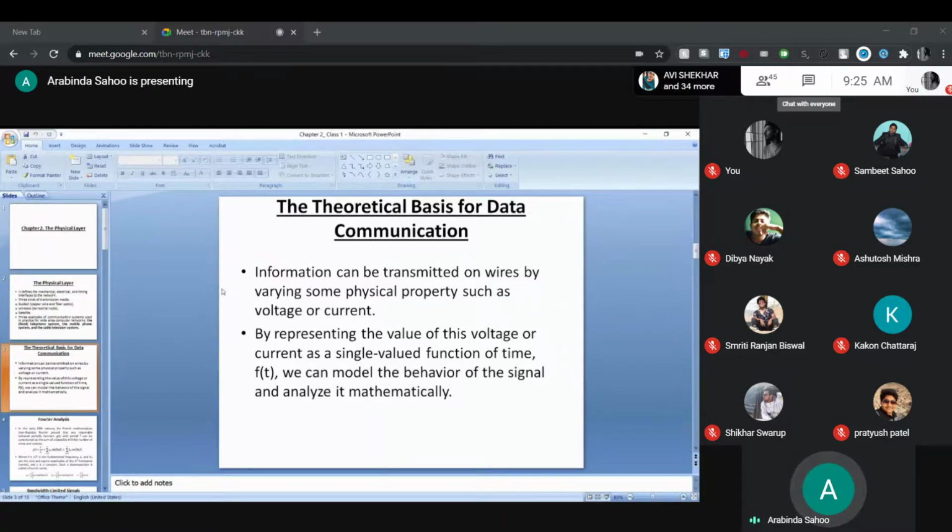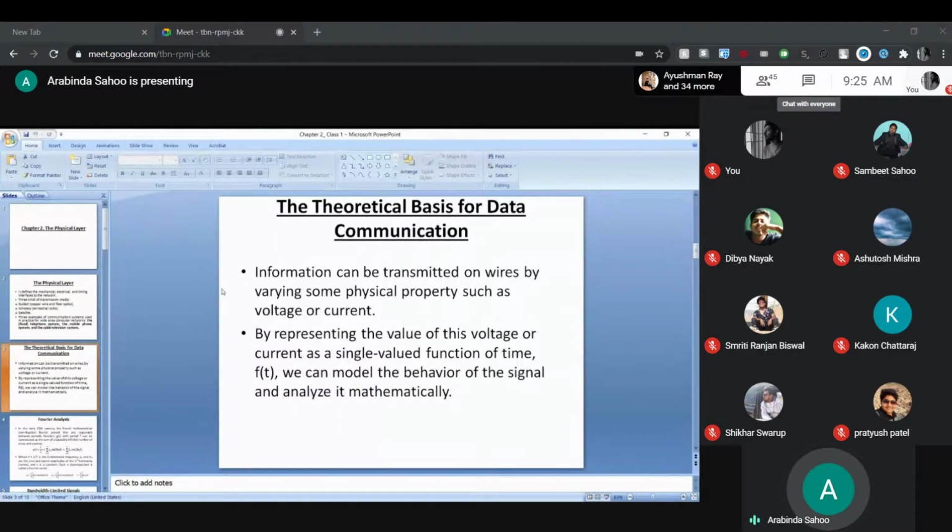Suppose f of t is t square. This is a type of signal whose amplitude increases as per time. When t is equal to 2, the value is 4. When t is equal to 10, the value is 100. So the amplitude of the signal is directly related to time. As the value of time increases, the value of the signal also increases.